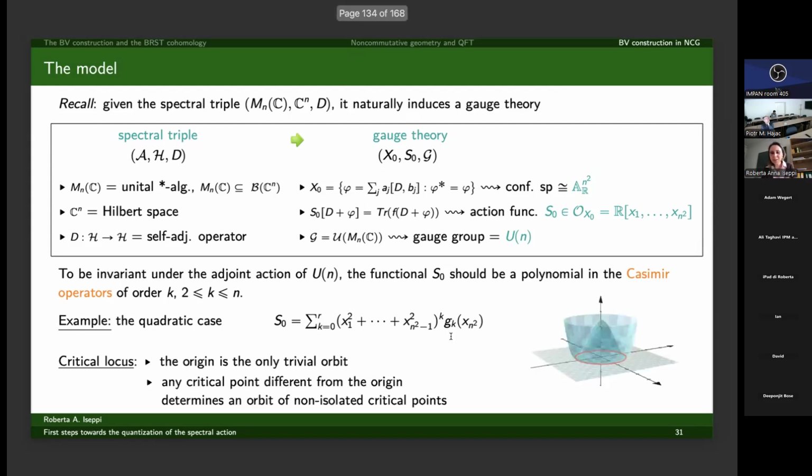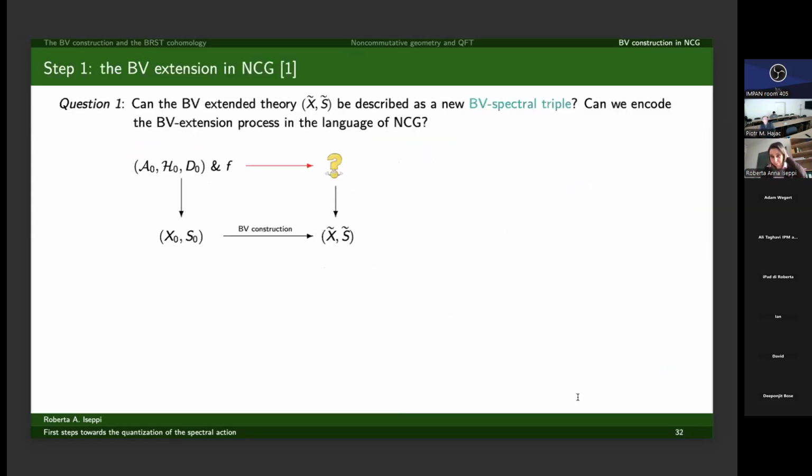But if you try to describe that graphically, remember we are looking at the critical locus, and the origin is the only trivial orbit for the joint action of U(N). That trivial orbit is a point, it's isolated, it's regular, not a problem at all. But what happens for any other critical point of the action function? If you consider any other critical point that is not the origin, the action of U(N) on it creates an entire orbit of non-isolated critical points. So we are exactly in the situation that requires BV. No way to escape. We have to find a solution.